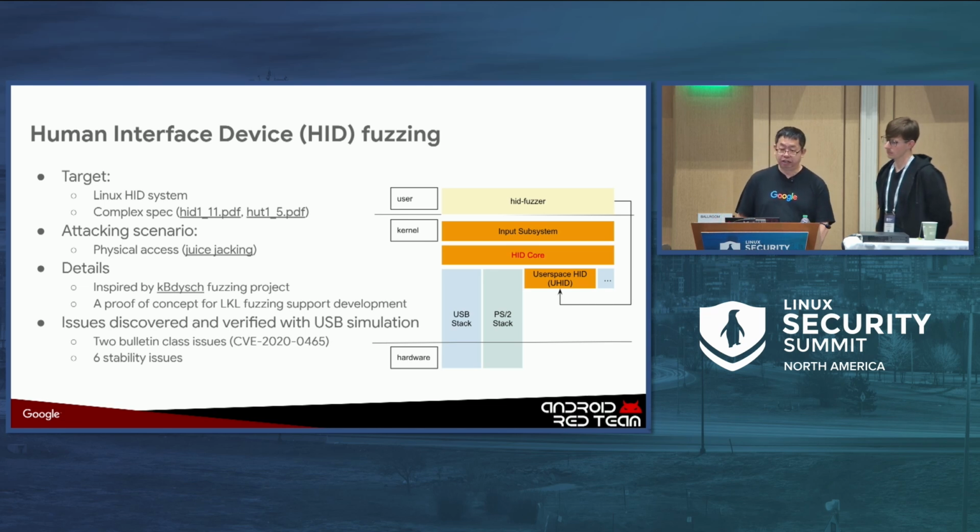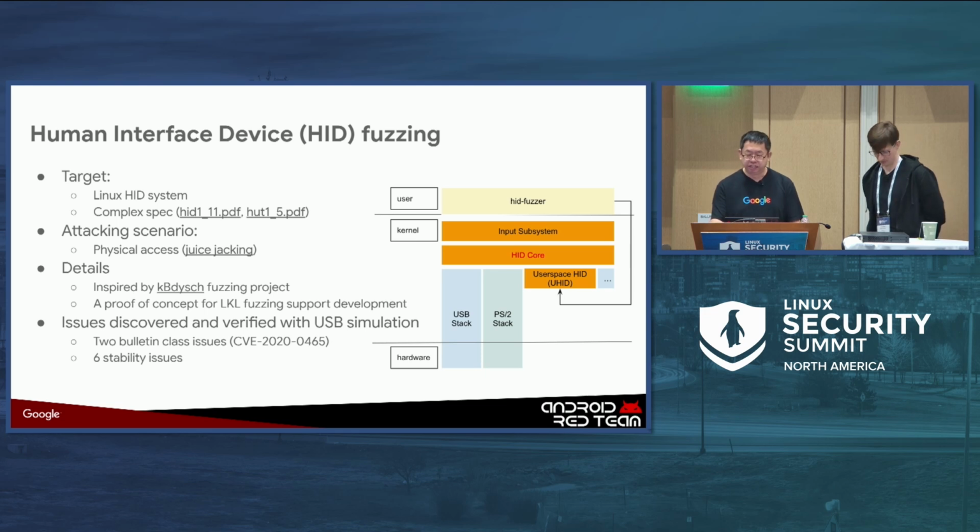Talking about HID, I don't know if anybody has looked into the specs. I just opened the document and closed it immediately because it's just too long. I didn't even want to look into it. On the right-hand side, you can see a very simple diagram. We have user space, we have kernel, we have hardware. The USB stack and PS/2 stack are the ones connecting hardware and software. And we bypass those two hardware stacks.